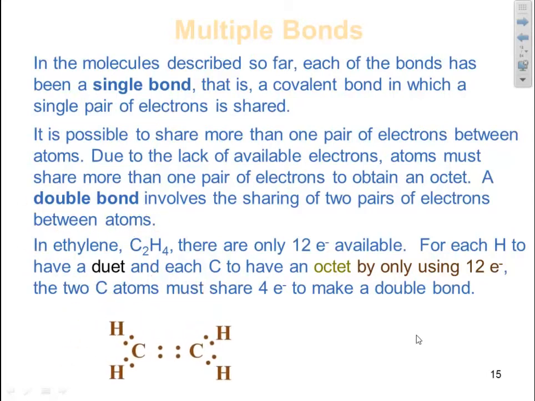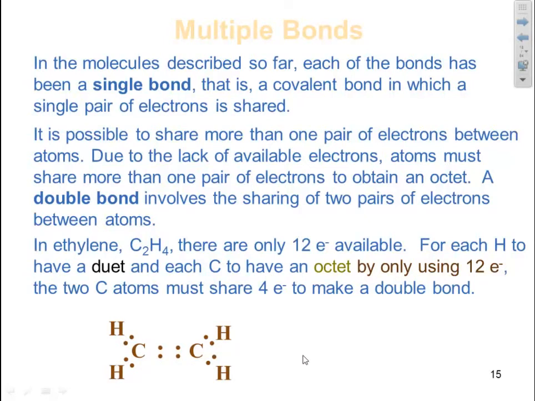Here's the Lewis structure of ethylene. You can see that we only used 12 electrons. 2, 4, 6, 8, 10, 12. That's all we have available based on valence electrons.